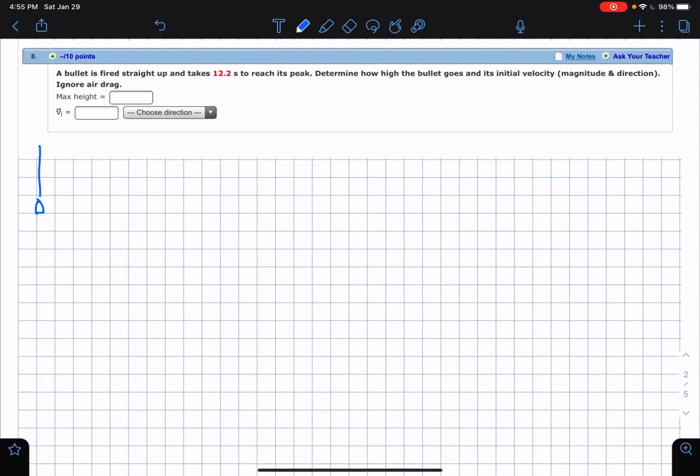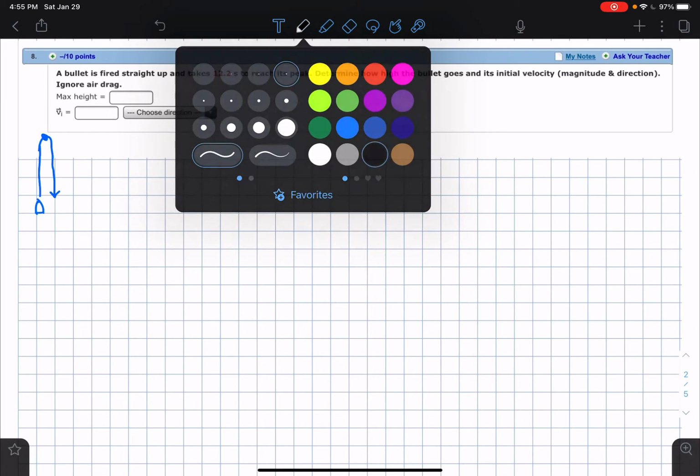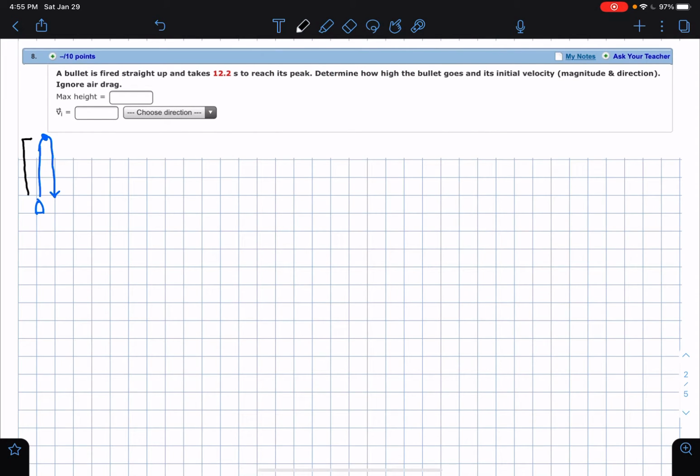up, and it's going to go up, and then of course it's going to come back down. But we're only interested in it going up, at least for the first part of this problem. So we want to know how high that is. That's the max height. That's what we're interested in.